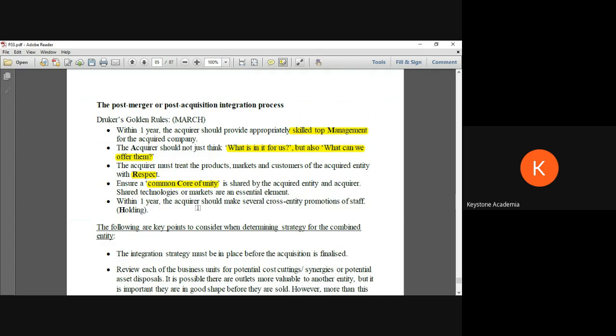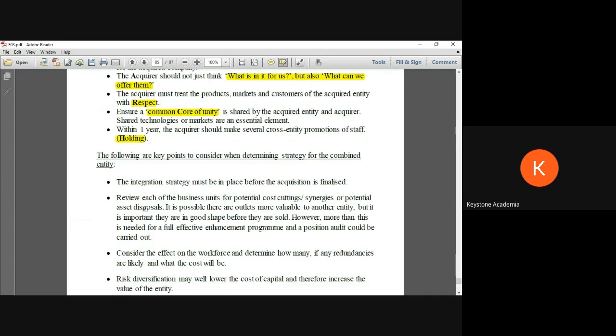Last one is within 1 year, there should be so much cross entity promotions or transfer that we all become one. Their managers can come and work in Daistruk, people can go and work with them. Basically, there won't be any separate organization, but the team should collaborate with each other. Again, you don't need to remember these points. You can just add your own points for the integration process, any logical points.